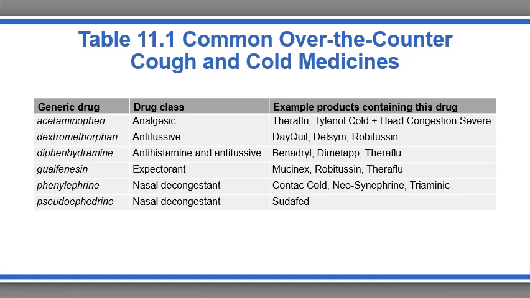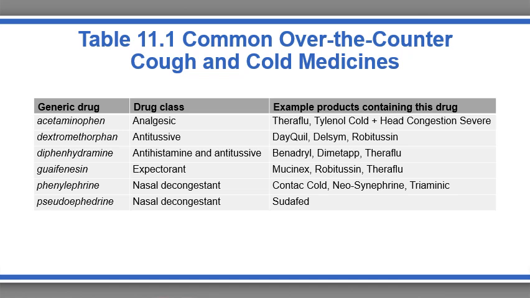For instance, if you look at this chart, you see Tylenol Cold, Head Congestion, Severe. It's not uncommon to see this. This will treat multiple things. So you always have to make sure that the patient's aware of the active ingredients in the drug. For instance, Sudafed is a nasal decongestant. It is pseudoephedrine, that's all it is. It doesn't have an antitussive in it. It doesn't have an analgesic in it.